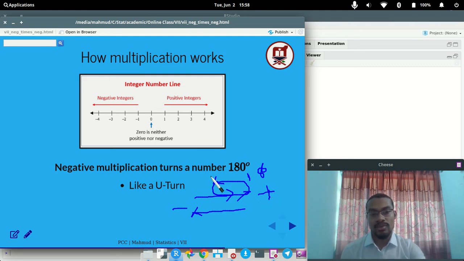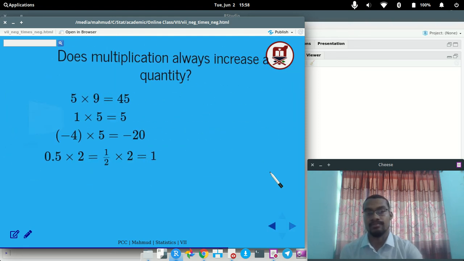So turning twice is like multiplying by a negative number twice. This is why, when multiplying by a negative number twice, we are again moving in the positive direction. So that's why multiplying by two negative numbers gives us a positive number.